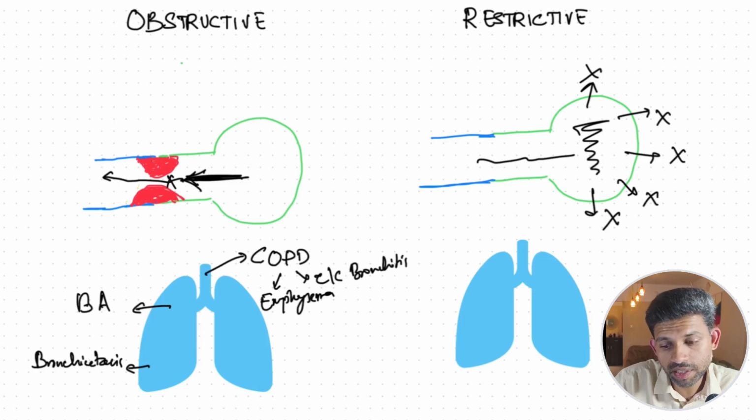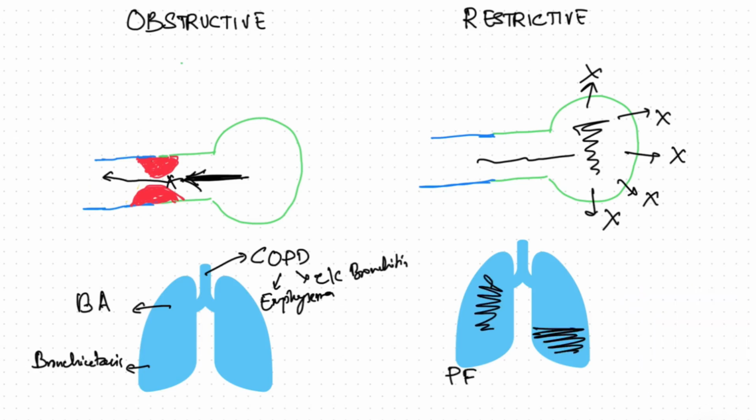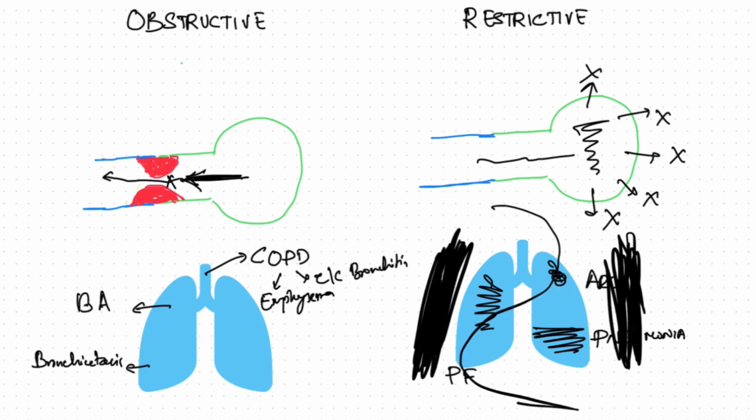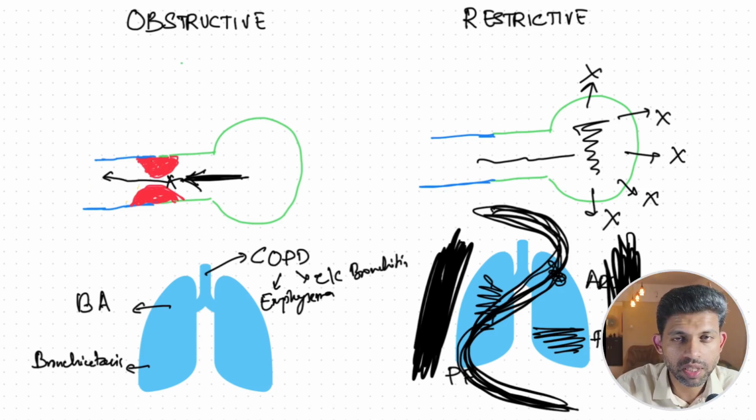Examples of restrictive lung disease include pulmonary causes and extrapulmonary causes. Pulmonary causes include pulmonary fibrosis, pneumonia, ARDS, etc. Whereas extrapulmonary causes include obesity, where the expansion of lung is restricted, scoliosis, where the chest cavity itself is restricted, or neuromuscular diseases. So if you see wheeze plus prolonged expiration, think obstructive.